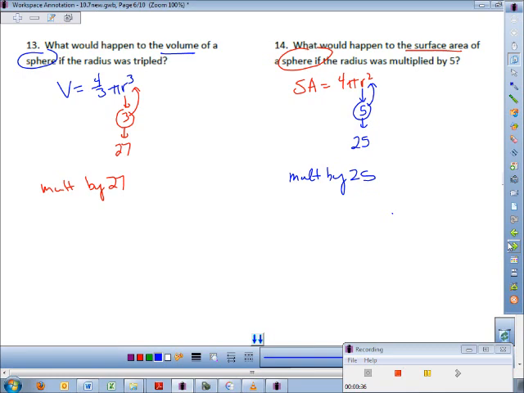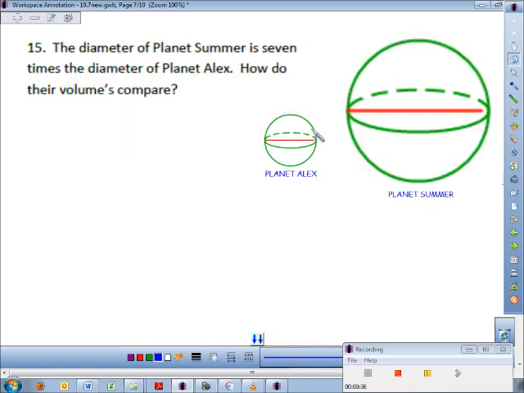The diameter of planet Summer is 7 times the diameter of planet Alex. How do their volumes compare? Well, you don't have to draw these pictures. I just wanted to show you because they're talking about volume of planets, and a volume formula is 4/3 pi r cubed, since we assume that planets are mostly like spheres. But see, there's no diameter in this formula. What I want to show you is if the diameter is 7 times as big, so let's say that this one had a diameter of 2 right here, and the diameter of this one would be 7 times larger, which is 14. But how do the radiuses compare?